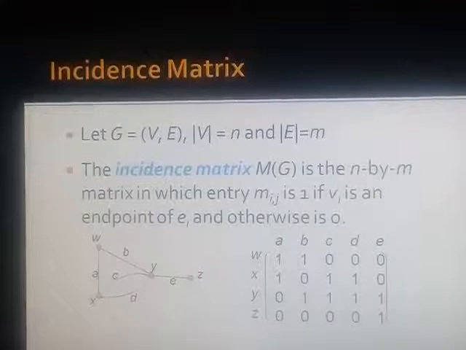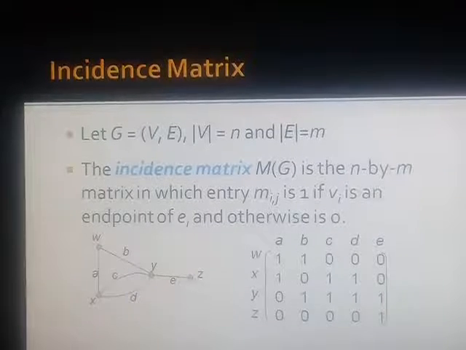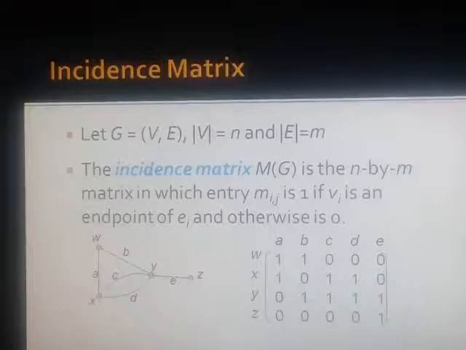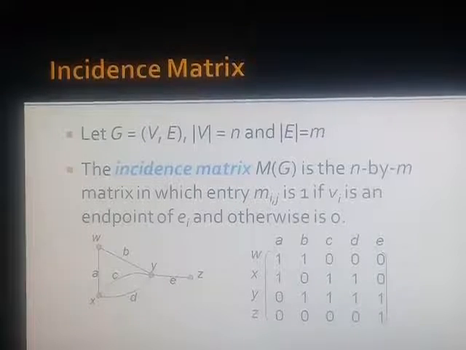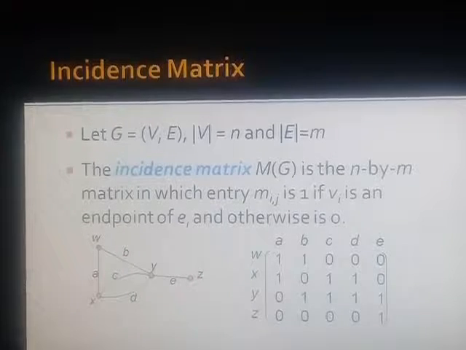Next one is the incidence matrix. Let G equal to V comma E, modulus of V equal to N and modulus of E equal to M. The incidence matrix M of G is an n cross M matrix where the entry M of I comma J is 1 if Vi is an endpoint of Ej and otherwise is 0. For example, the vertices joined with the edges means 1, otherwise 0.